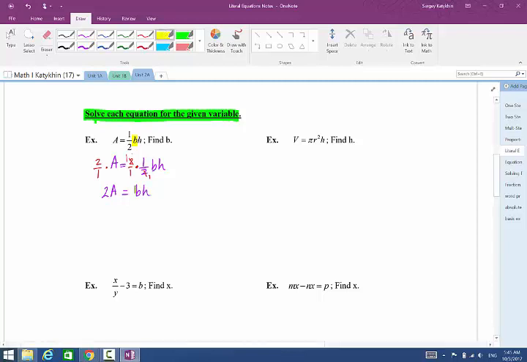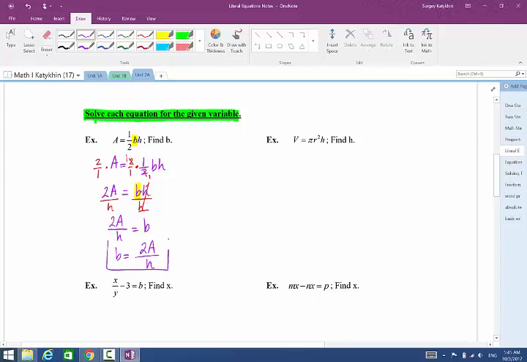Now remember, we are solving for b, so the only thing that's keeping b from being all by itself now is this h, and it's being multiplied. So the inverse operation of that will be to divide by h. So I'm going to divide by h on both sides. Now notice h divided by h is actually a positive 1. So we get 2 times A divided by h is equal to b. And to rewrite this, I get b is equal to 2 times A divided by h.